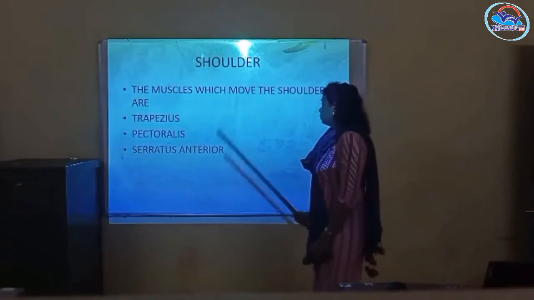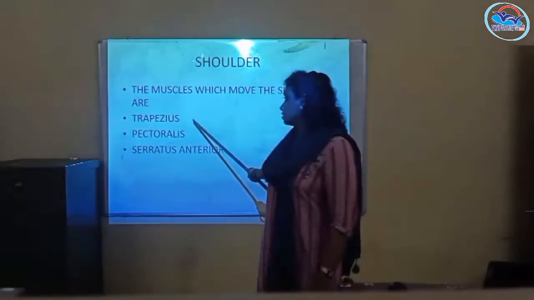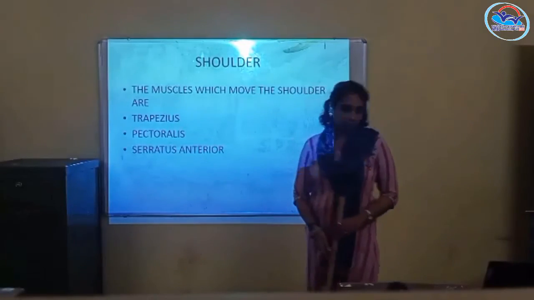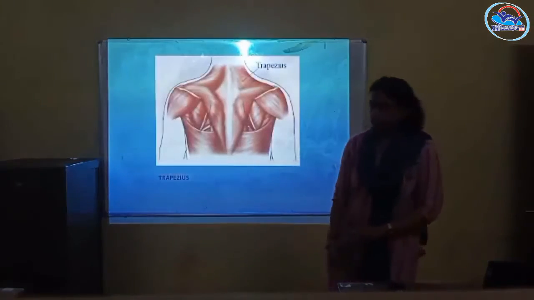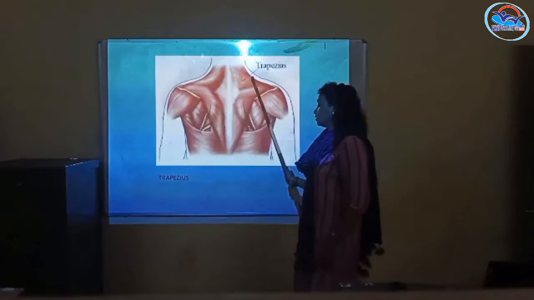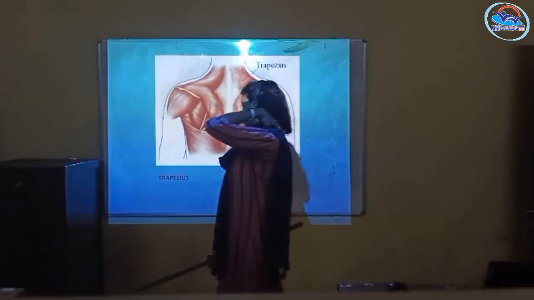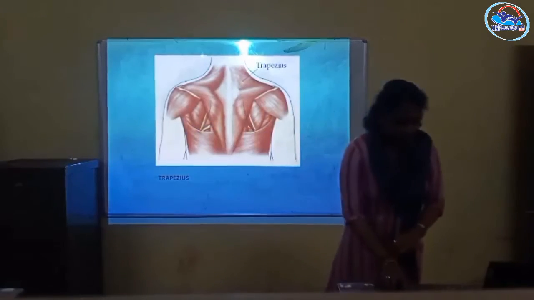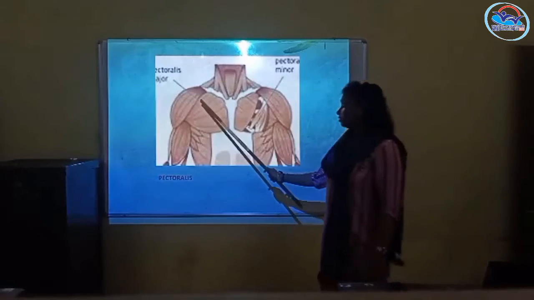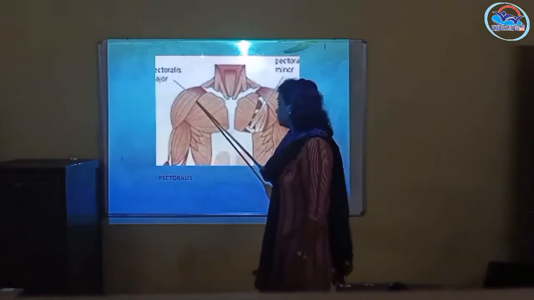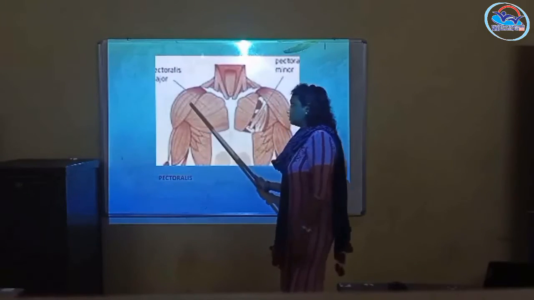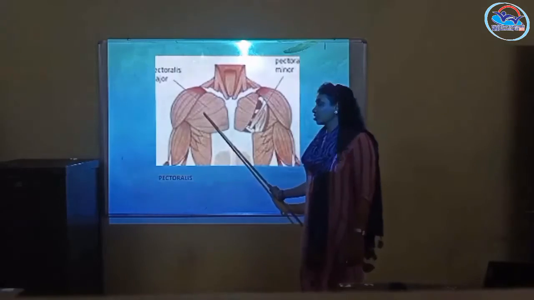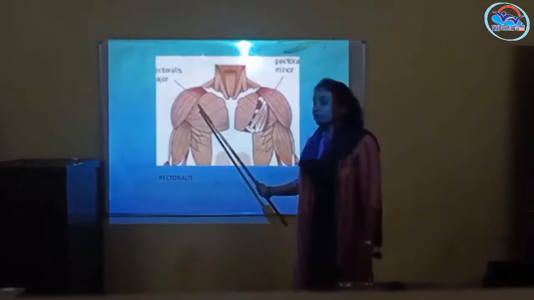The muscles which move the shoulder are trapezius, pectoralis, and serratus anterior. This one is the trapezius muscle. It is situated somewhere here. Trapezius muscle. And this one is pectoralis major. There are pectoralis major and minor muscles found in the chest region, and they are dominant in males.